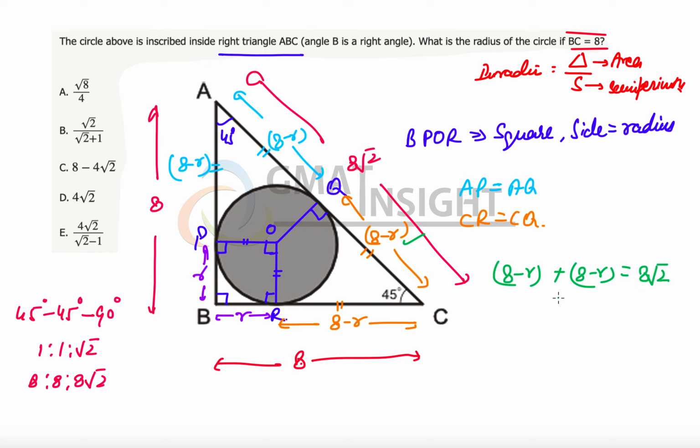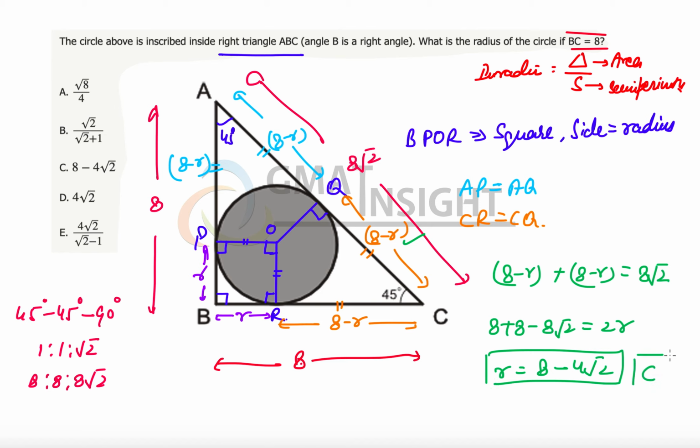All that we have to do now is simplify this. So we have 8 plus 8 minus 8 root 2 is equal to twice R. That means R becomes 8 minus 4 root 2, which is option C. So option C becomes our answer.